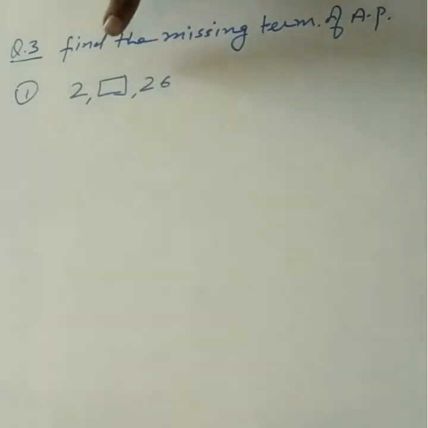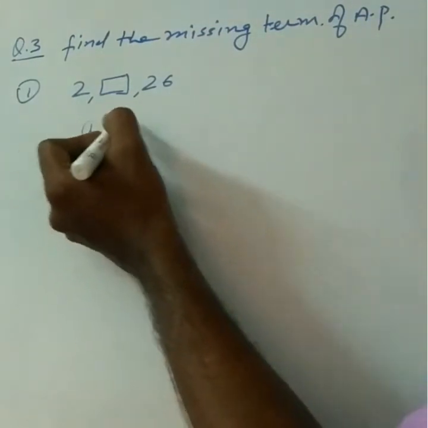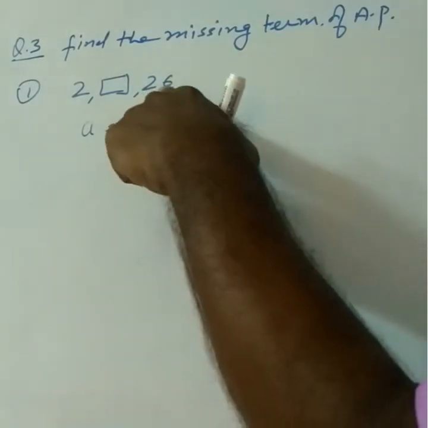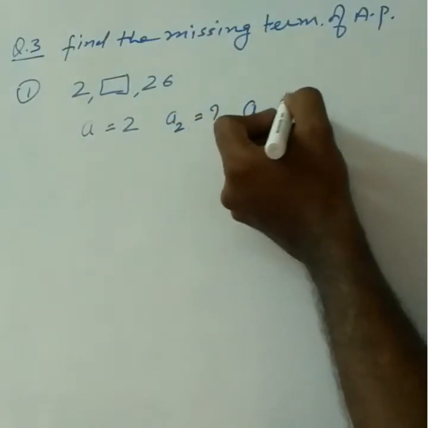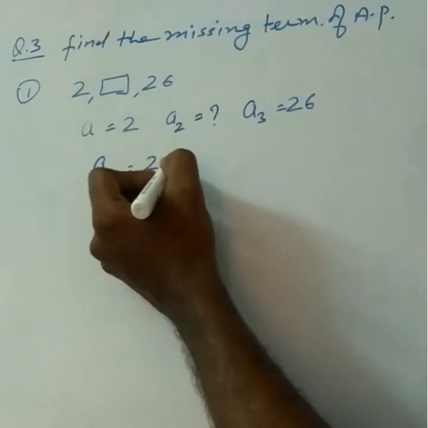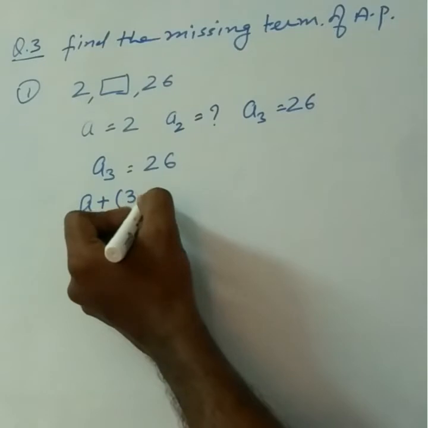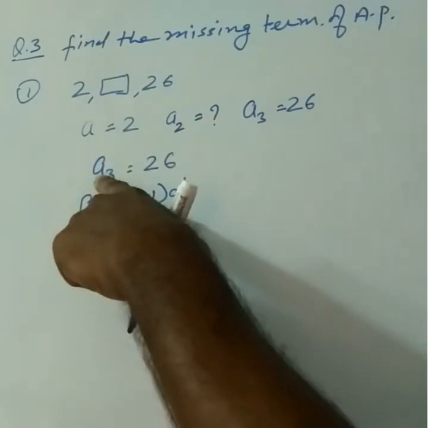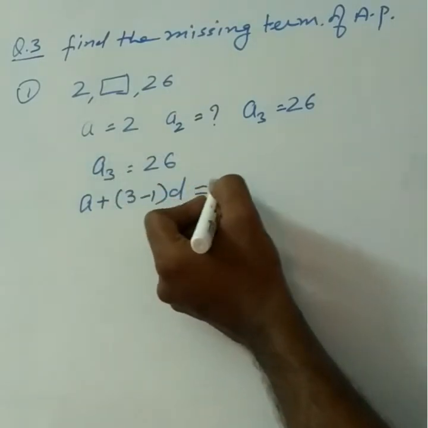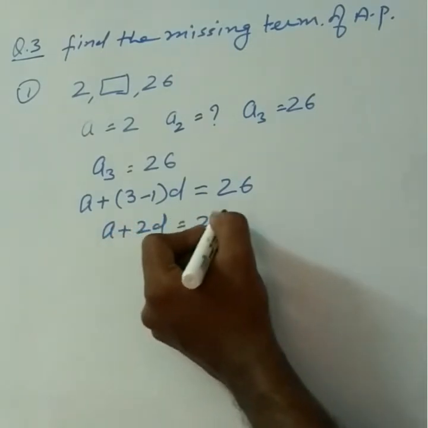Here we have to find out the missing term of this AP. The first term is given as 2. The second term is not given. We have to find out. And the third term is given as 26. A3 is equal to 26. The formula of A3 is A plus 3 minus 1 into D. We have applied the formula of an. A plus n minus 1 into D is equal to 26. So it becomes A plus 2D equal to 26.